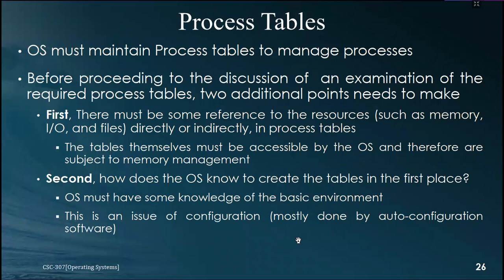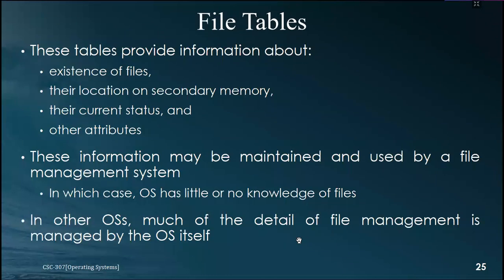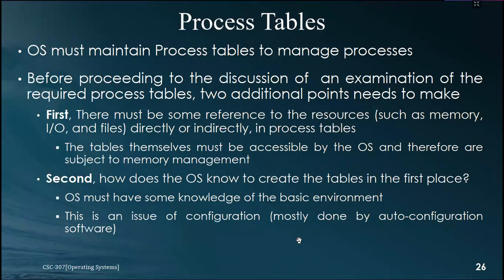So these are the three tables. The IO table handles IO-related information, the process table handles process-related information, and the memory table handles memory-related information. Now we will see what a process table is and what a process image is. The operating system must maintain a process table to manage processes.